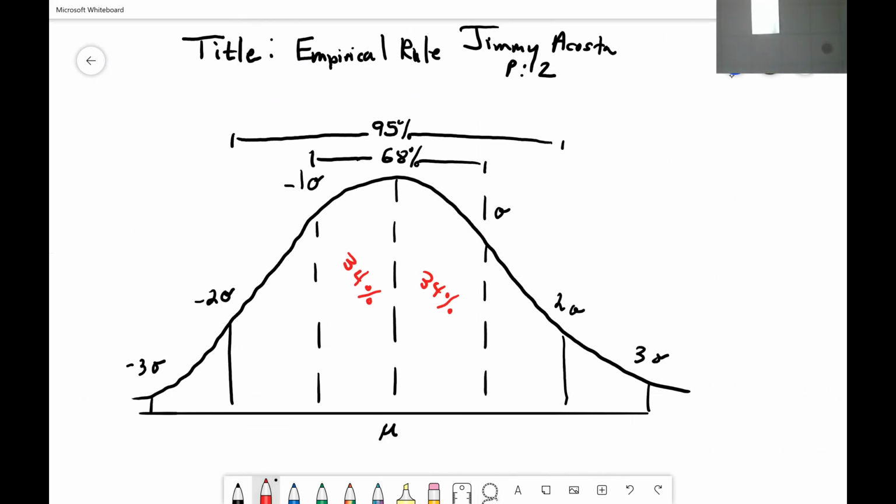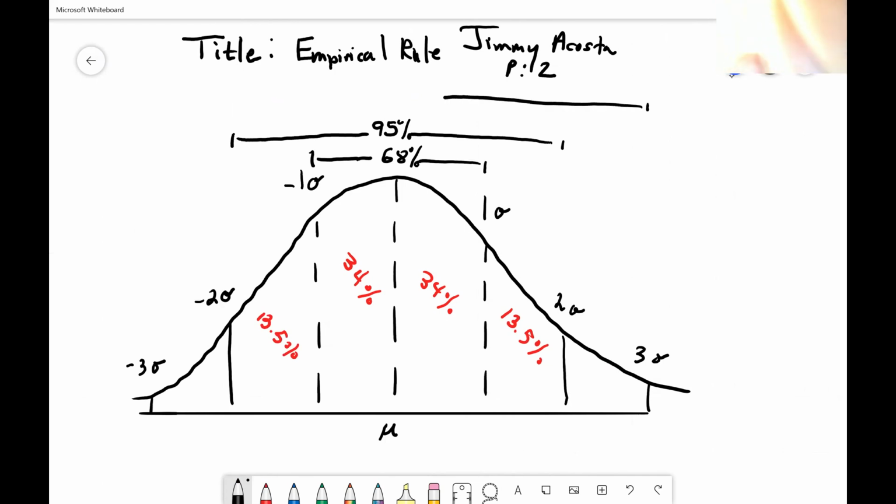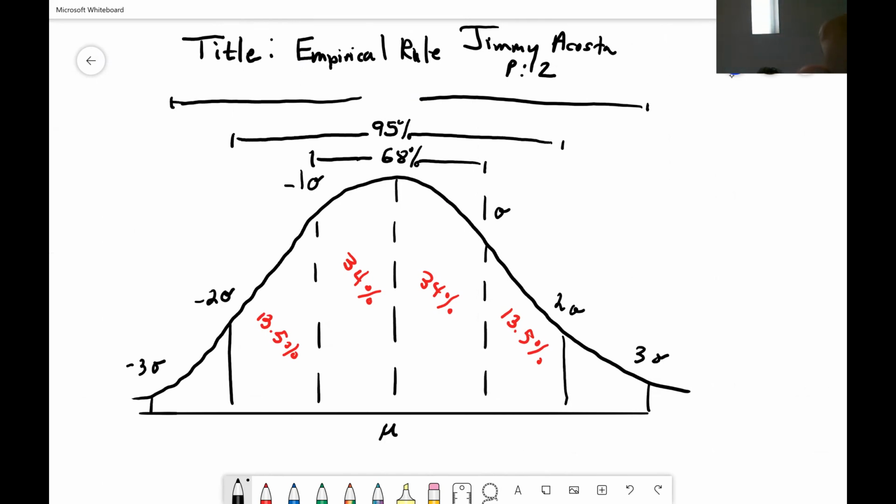Oh, by the way, what does this piece here going to be? 13.5. Yeah. 13.5. And then we have from all the way over here to all the way over there. 99.7. And what would be the percentage for the piece from 2 to 3? 2.35.